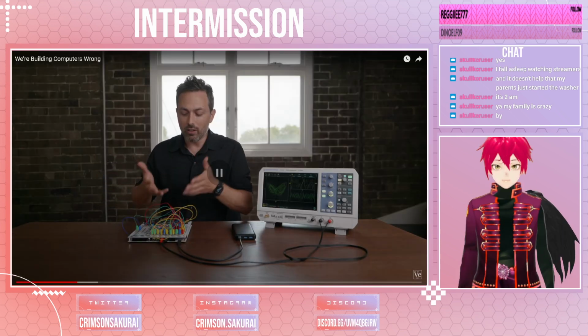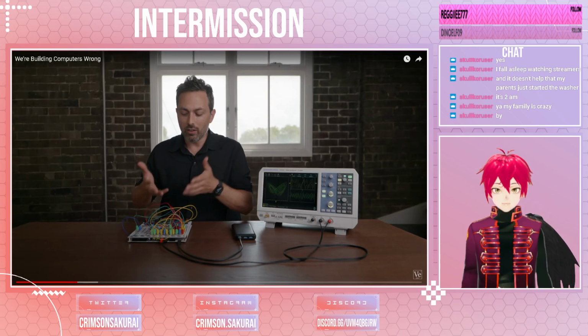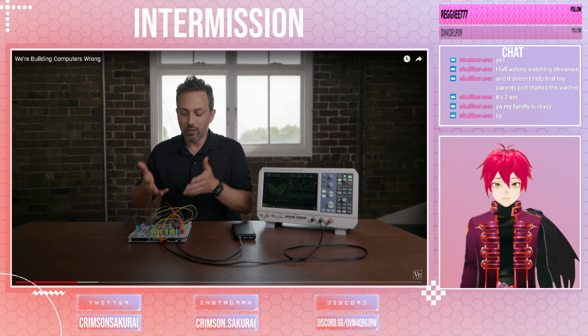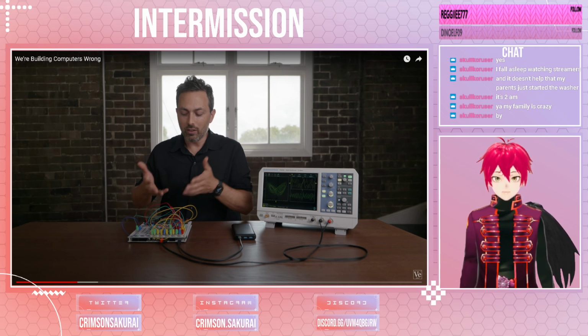Wait, 1% error? Like, we can use that kind of computer going to the moon now, right?